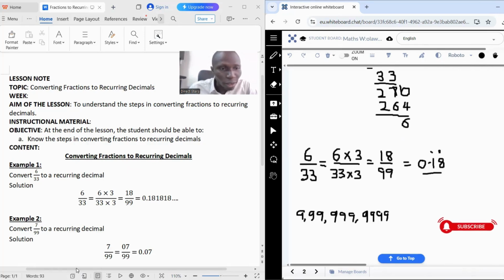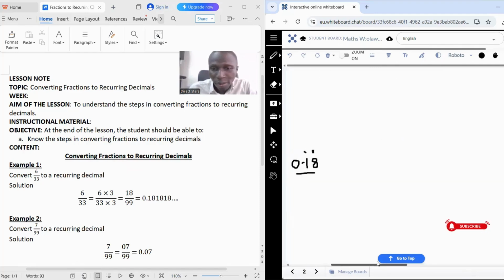The next example that we're looking at is to convert 7/99 to a recurring decimal. Example 2, we have 7/99. We want to convert this to a recurring decimal.